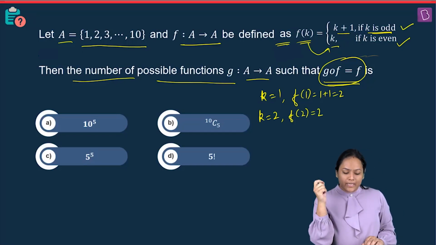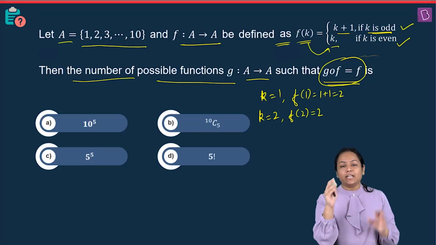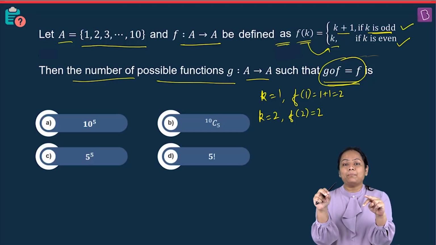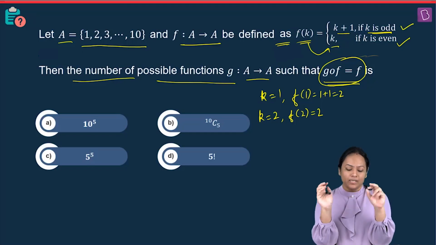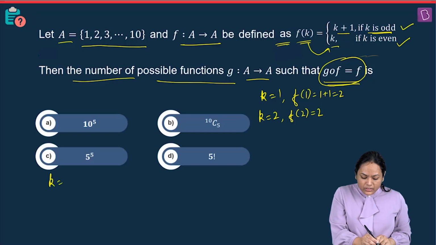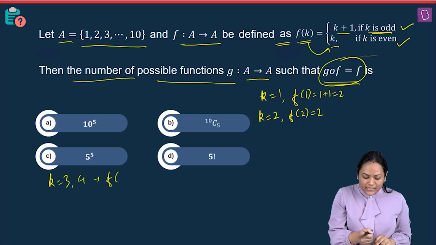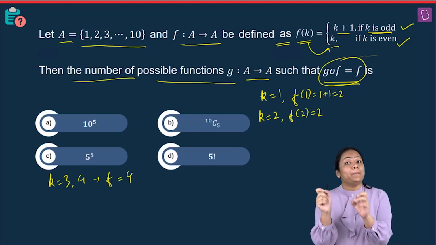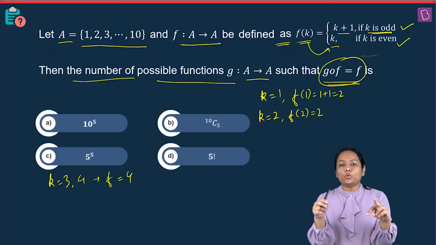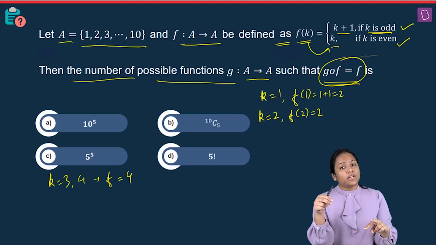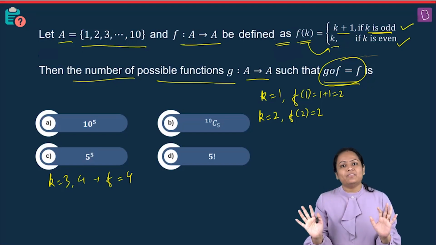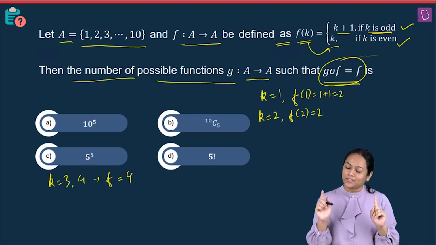What is happening? For x values 1 and 2, f is going to map to the same value, that is 2. Similarly, continuing further, if I put k as 3 or 4, my f value will come out as 4 only. So f is a many-one function. For 1 and 2, it gives me the same value, that is 2. For 3 and 4, it gives me the same value, that is 4. That means f is going to take only even values. Is this much clear? Perfect.